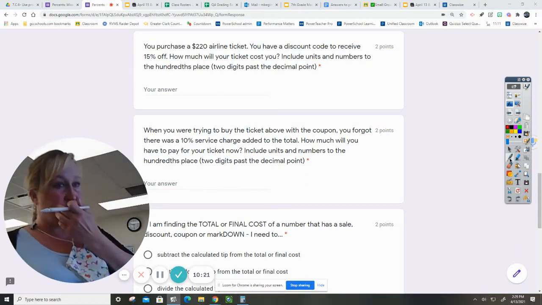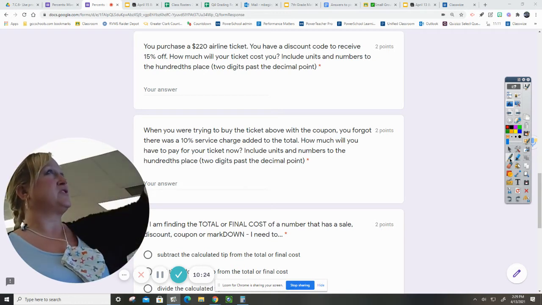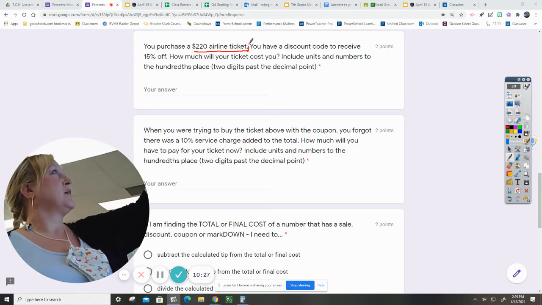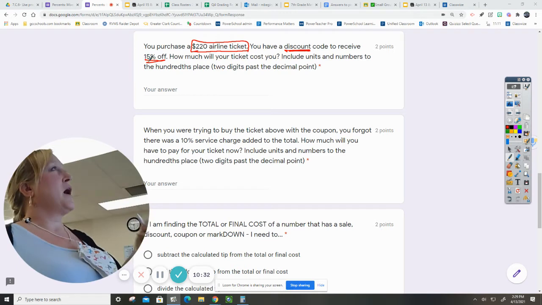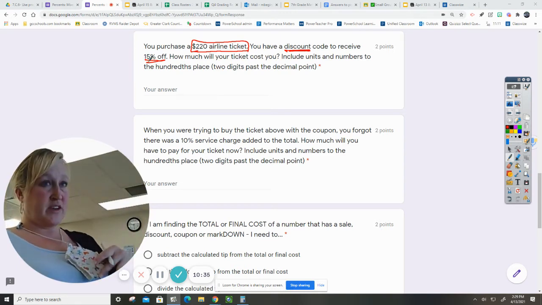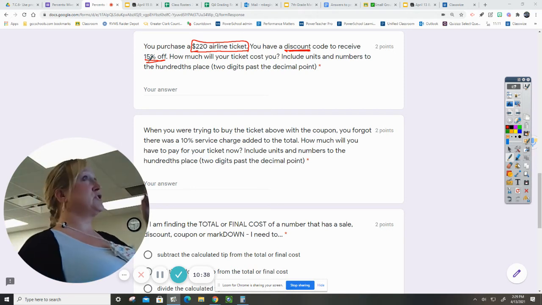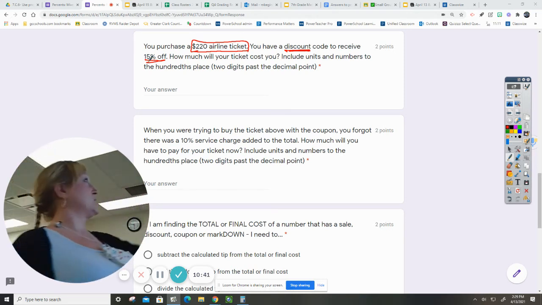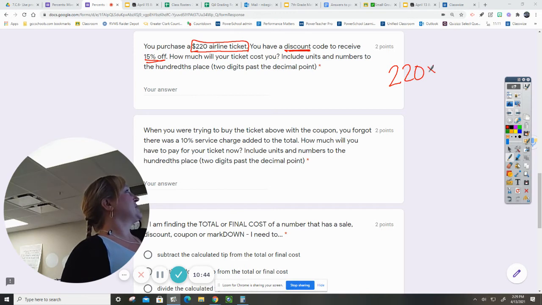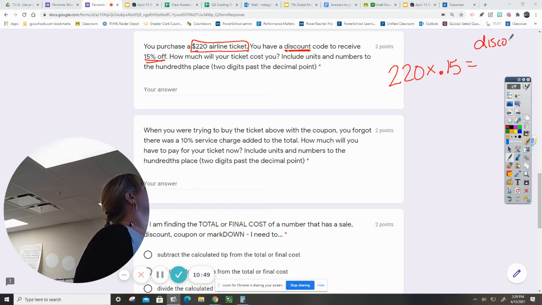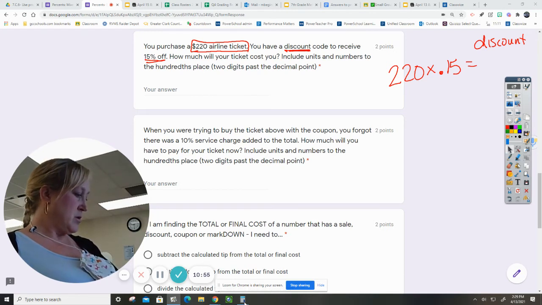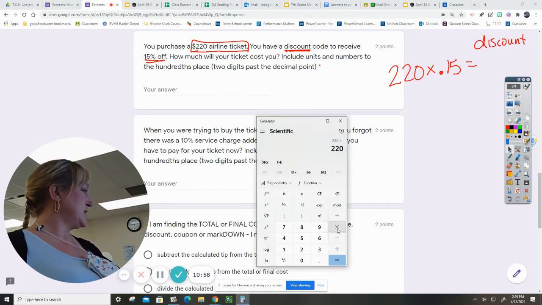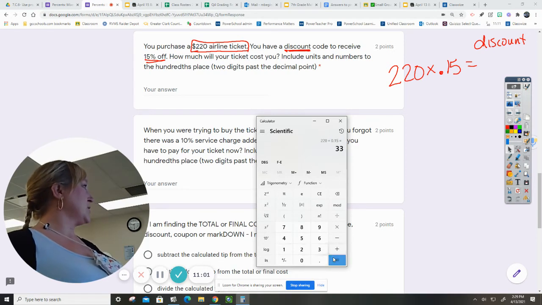All right, now is a real world situation, so we got to do some thinking. You purchase a $220 airplane ticket, and you have a discount to receive 15% off. How much will your ticket cost you? So just like the little reading that we had to do before, the first thing that I've got to do is figure out how much is my discount. So that's 220 times 0.15 equals my discount. Let's use my calculator and figure out what that is. 220 times 0.15 equals $33.